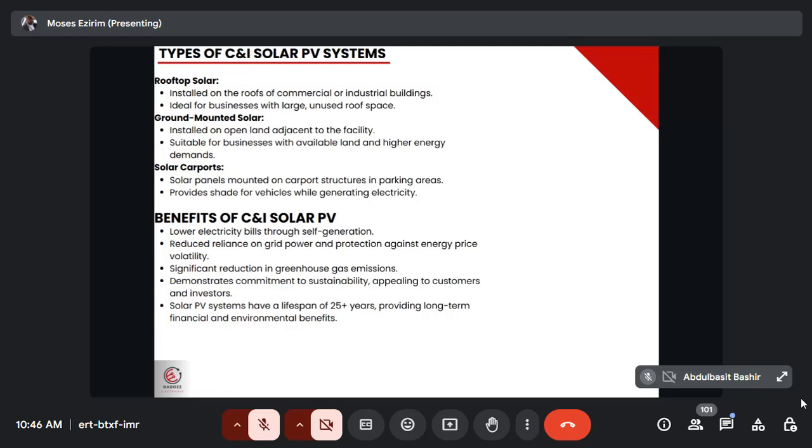Now, the client: I've done the analysis, I've done the audit, and the client's load is far more than what the roof space can accommodate for the solar. And there is no space for ground. There is no space at all. So what do I need to do? Either I don't do the design, or the client doesn't continue with the installation.